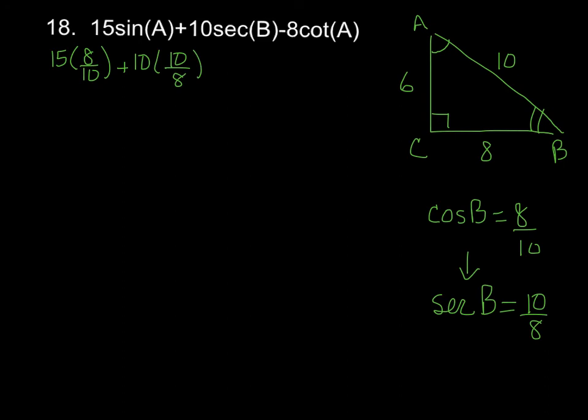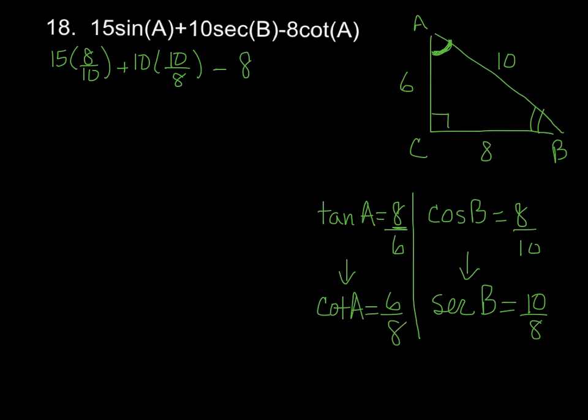Next, minus 8. And likewise, now we have a reciprocal trig function, again, cotangent. Well, cotangent goes with tangent. And the tangent of A, let's go back to this angle up at the top here. Tangent is opposite over adjacent, which would be 8 over 6. Then if I want cotangent, which is its reciprocal trig function, I'm just going to flip 8 over 6 and make that 6 over 8. And then that is what's going in over here. So I have 6 over 8.